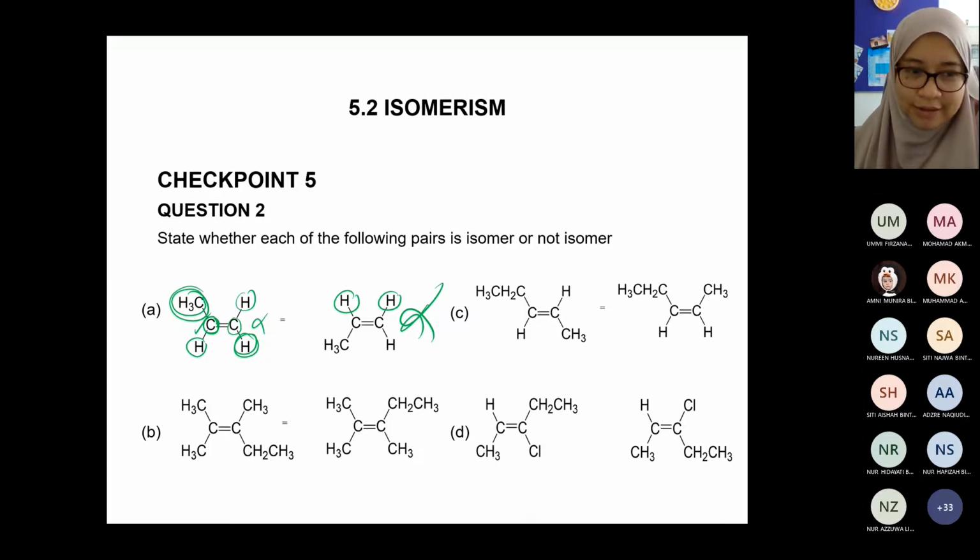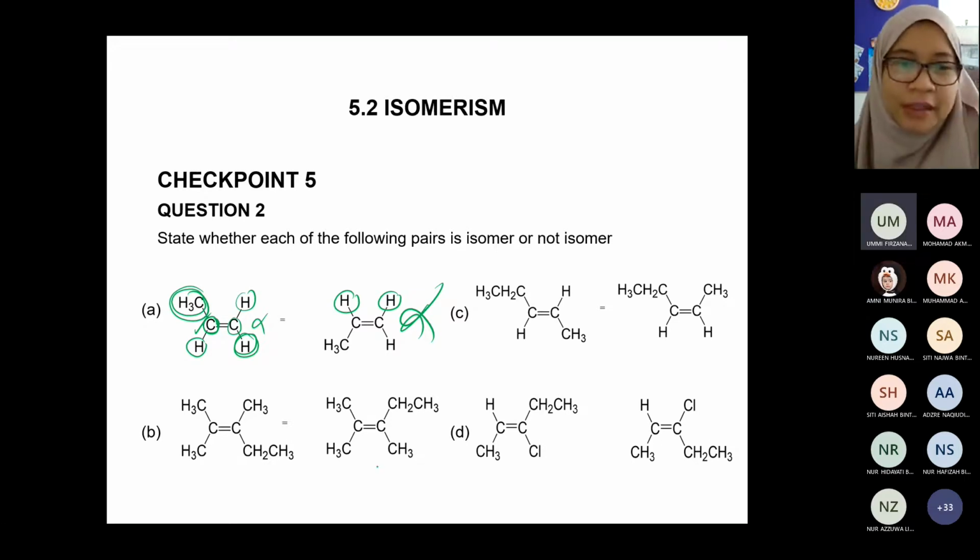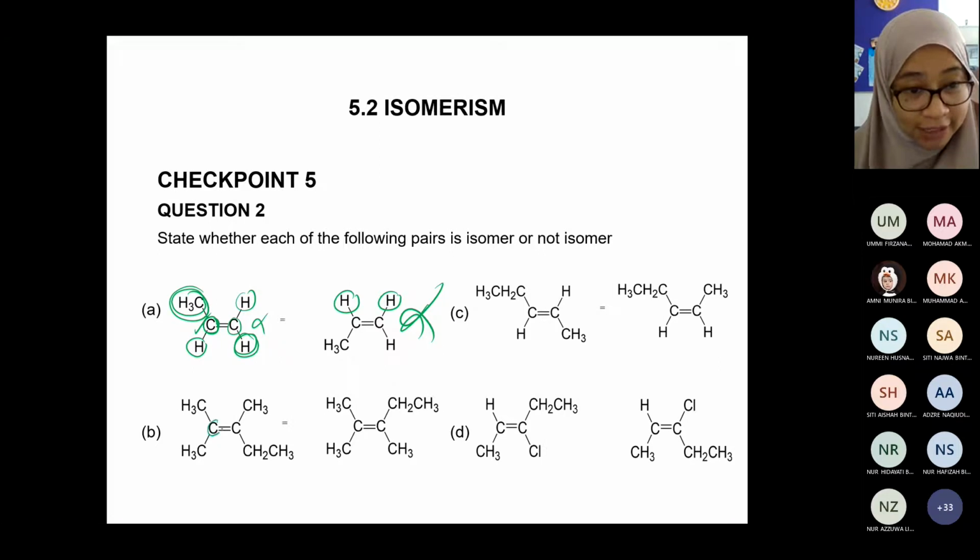Okay? Alright, how about B guys? Do we have cis and trans for B? Is it isomers to one another? B. No, madam. Okay, B pun sama. No. Because why? Nampak this carbon is attached to CH3. Another CH3. Tak boleh pegang group yang sama pada satu carbon. Out. Okay, how about C?